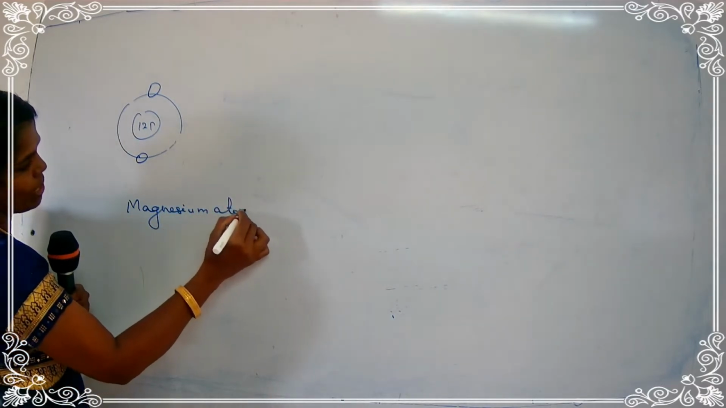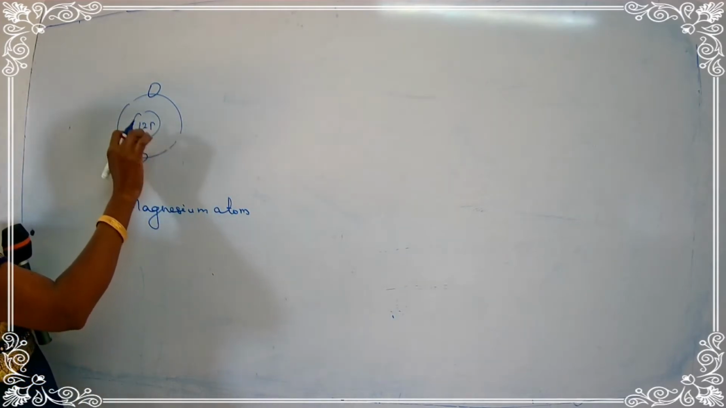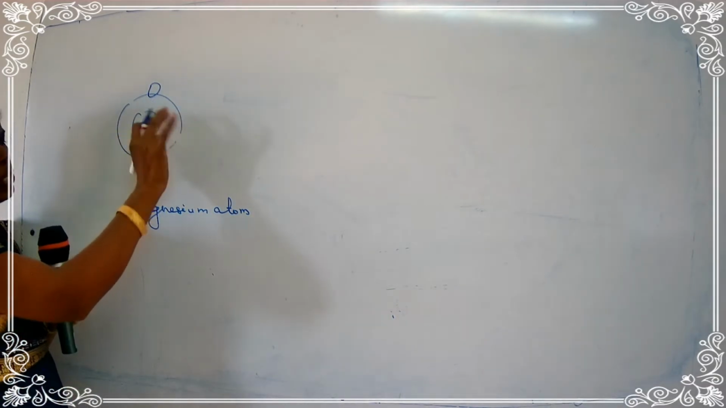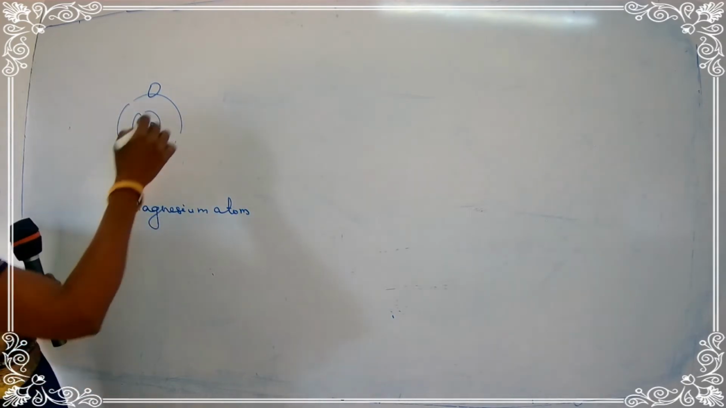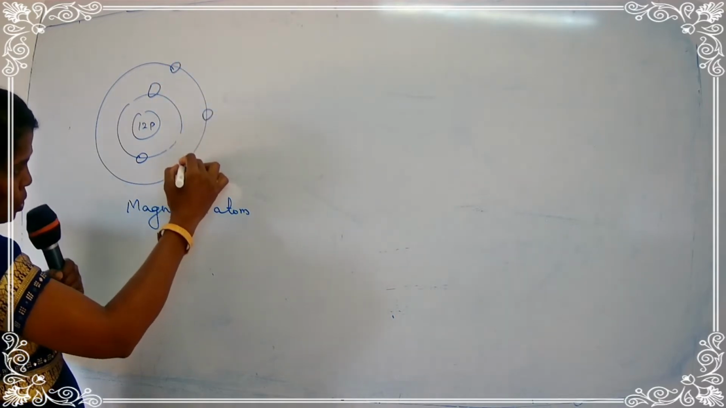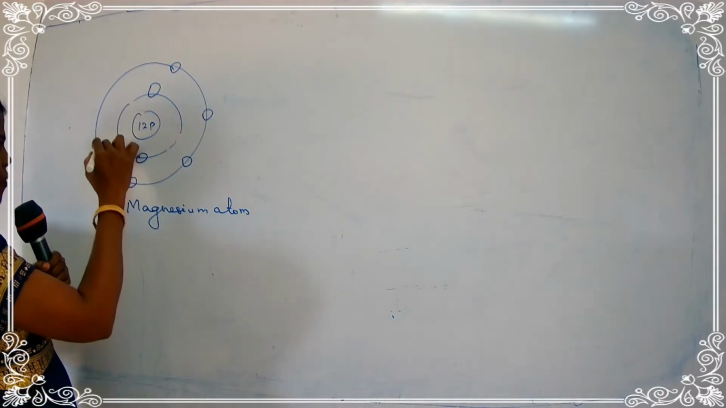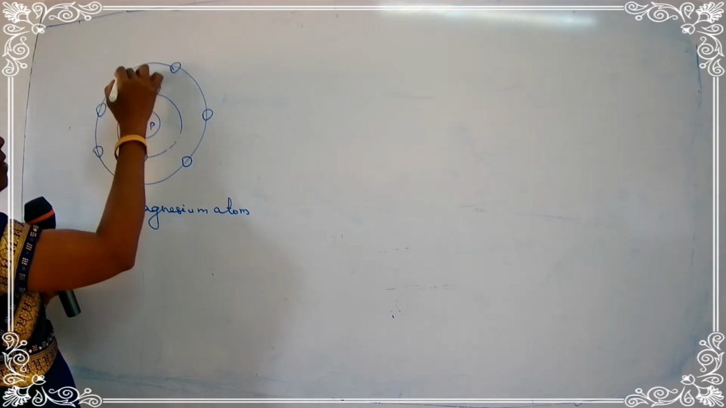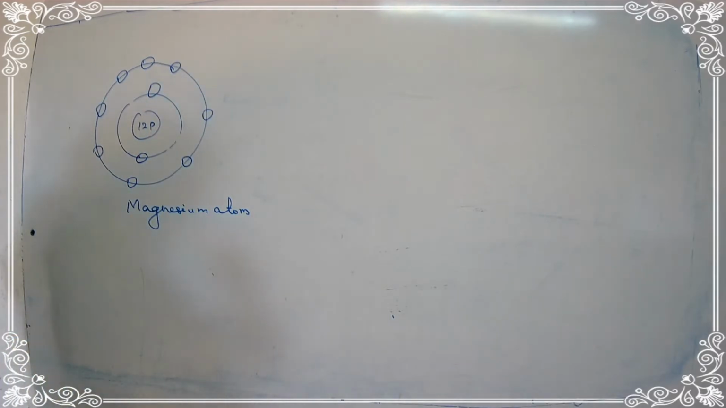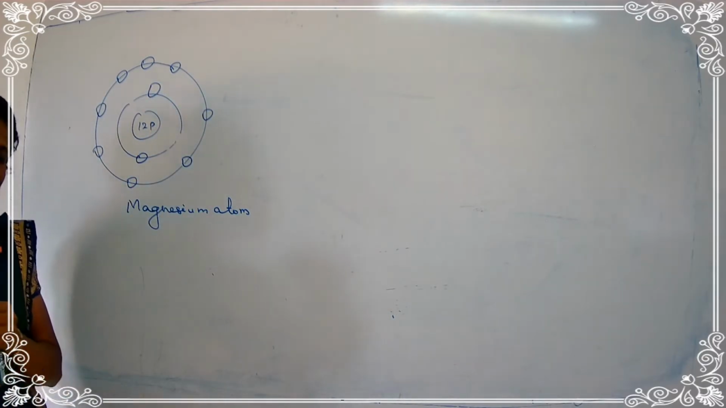So, listen, look at this picture. This is the nucleus. Inside the nucleus, 12 protons are there. Now, based on the electronic configuration, we have to draw the shells. First shell, how many electrons are there? 2 electrons. The second shell has 8 electrons. 1, 2, 3, 4, 5, 6, 7, 8. So, this is the second shell, and it has 8 electrons.